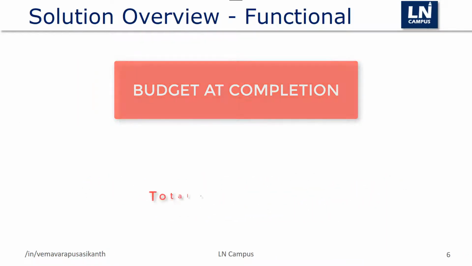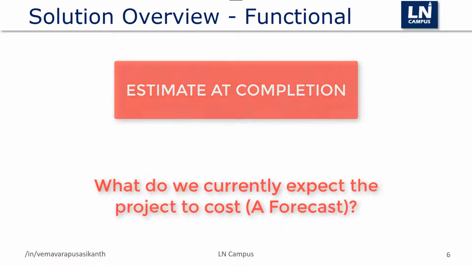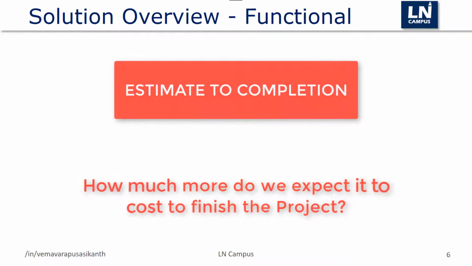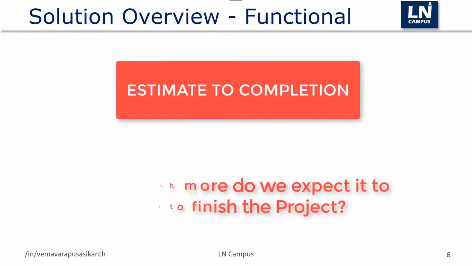Budgeted completion. How much did we budget for the total project effort? Estimated completion. What do we currently expect the project to cost? A forecast. Estimate to completion. From this point on, how much more do we expect it to cost to finish the project?